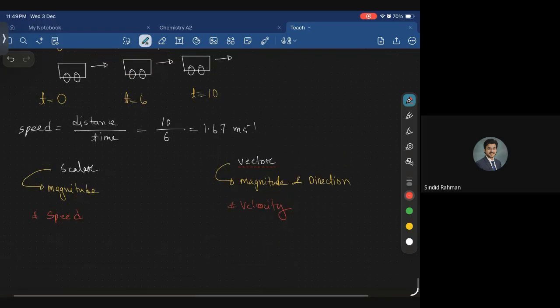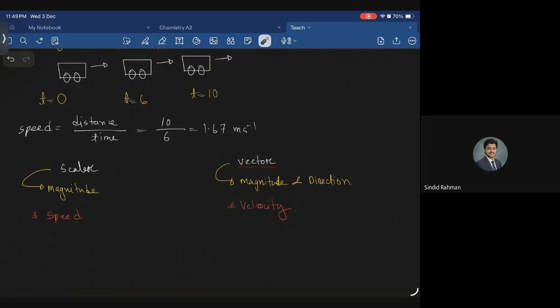Now let's say I told you that I have traveled 20 kilometers. Did I tell you where? No, you didn't tell me. So basically, I have just given you a magnitude or a value. So that would be my distance, right? I have traveled 20 kilometers, which is my distance. So that would be a scalar quantity, distance.